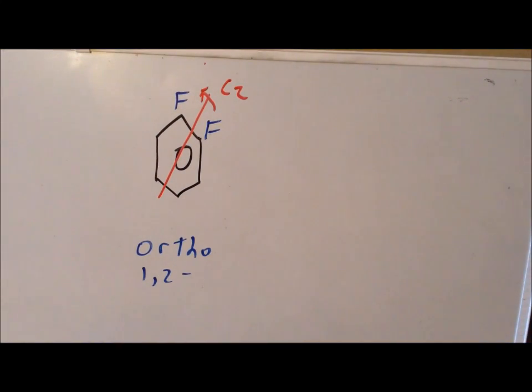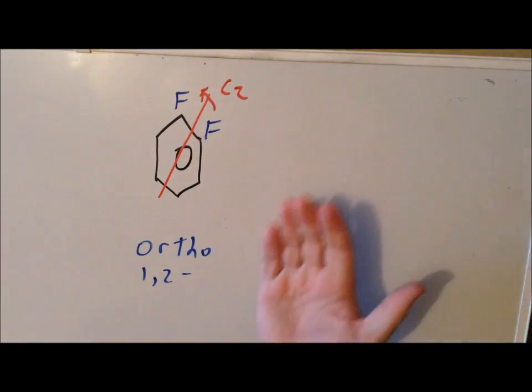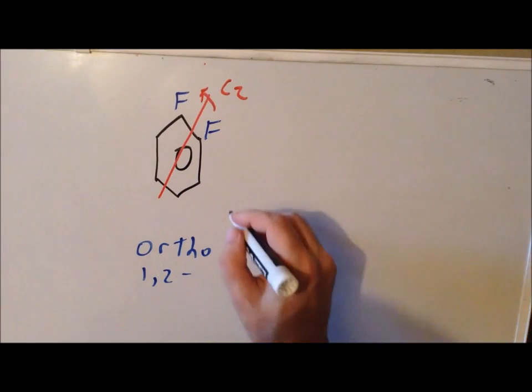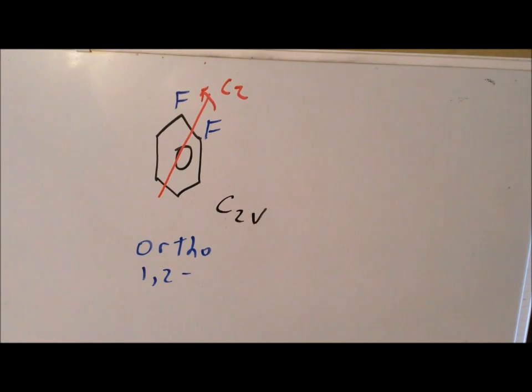Along this same line, we have a vertical mirror, and we also have a vertical mirror in the plane of the whiteboard. So that tells us that this particular di-substituted ortho difluorobenzene is going to have the point group C2V. So we see that going from a monosubstituted to a di-substituted benzene does not change the point group assignment, at least if the di-substitution is ortho.